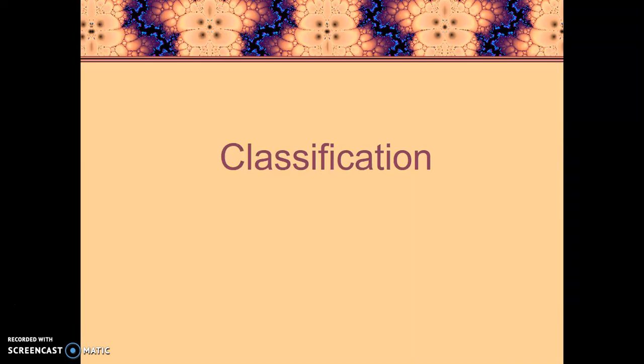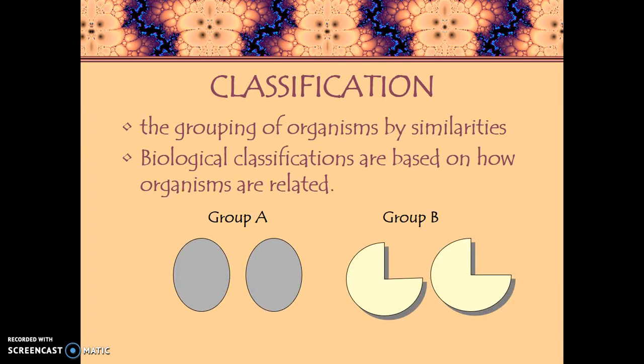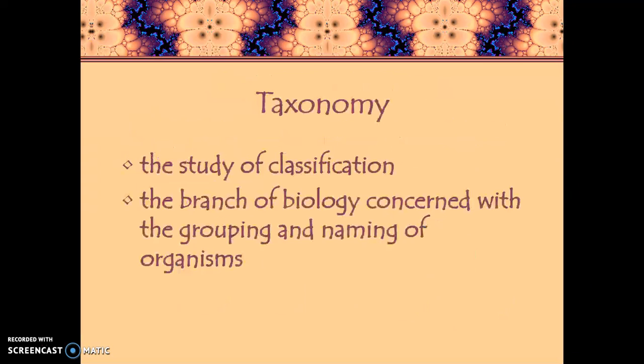Today we're going to talk about our classification system, so how we classify and group living organisms. Classification is the science of grouping organisms based on their similarities. And biological classifications are based on how different organisms are related to one another. Humans, with our higher order thinking, like to see patterns and we like to group things. And so classification was a natural thing for us to do, to make sense of the world around us.